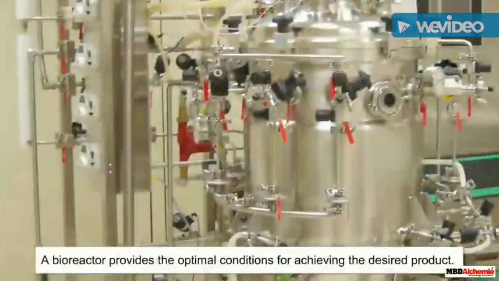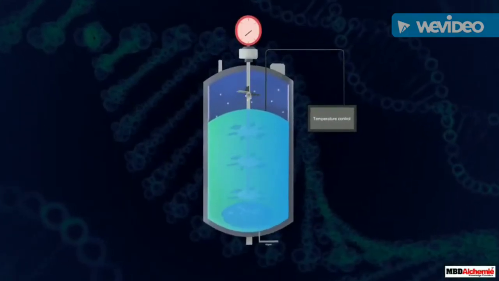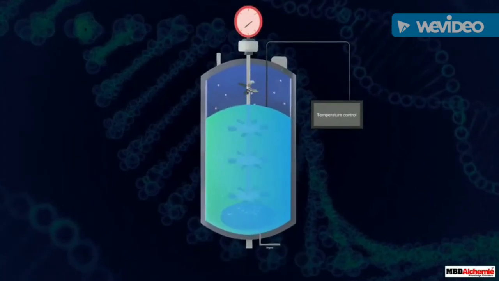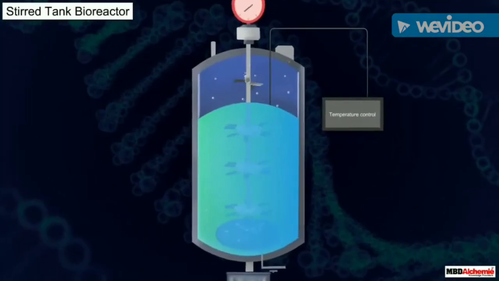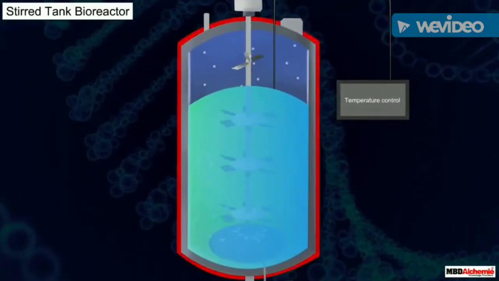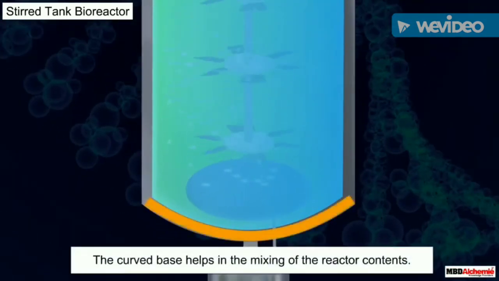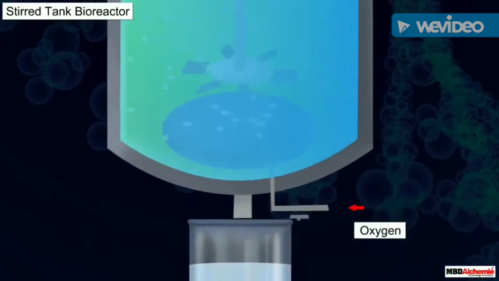A bioreactor provides the optimal conditions for achieving the desired product. The commonly used bioreactor is a stirred tank reactor. Let us look at the construction of this reactor. A stirred tank reactor is usually cylindrical with a curved base. The curved base helps in the mixing of the reactor contents. The stirrer helps in mixing the contents as well as in providing the needed oxygen.